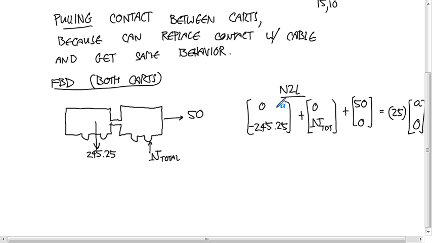So the first equation here says 50 is equal to 25a. And that says a is equal to 2 meters per second squared. So how do we go from this value to the acceleration vector? What's the acceleration vector?